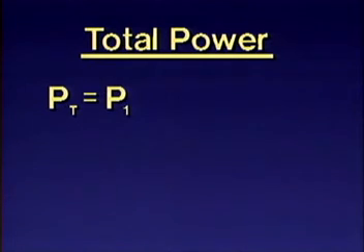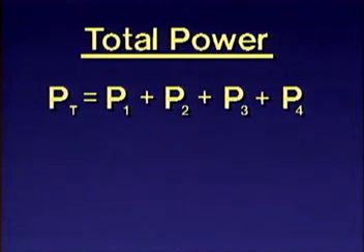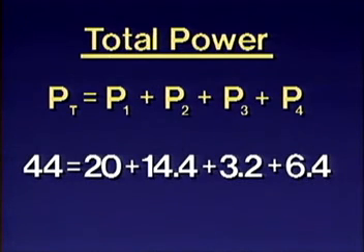Remember, total power, PT, is equal to the sum of the individual power dissipations, P1 plus P2 plus P3 plus P4. Substituting the numbers into the equation, you find that the sum of the individual power dissipations is 44 watts. Let's stop here and review what you've been shown.